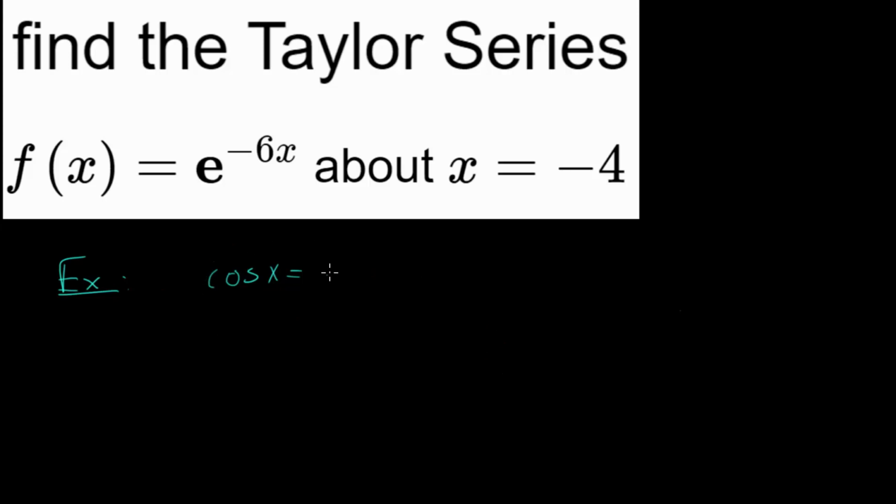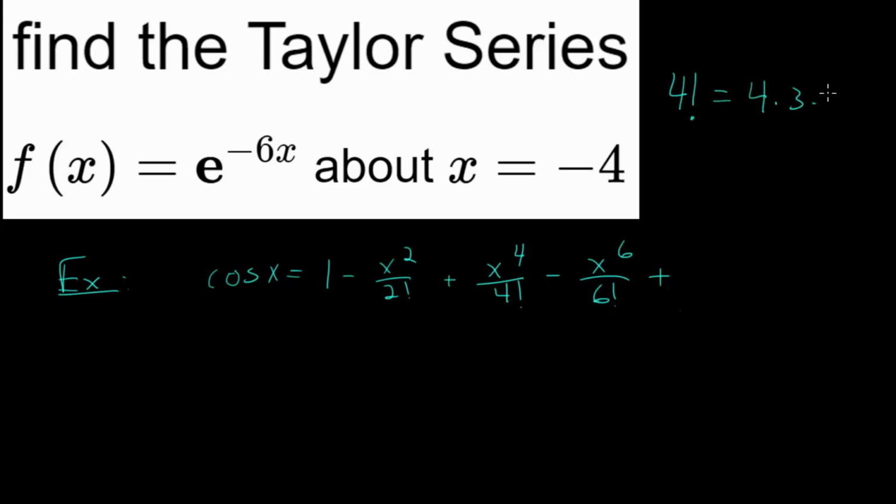So for the cosine of x, the Taylor series is 1 minus x squared over 2 factorial plus x to the 4th over 4 factorial minus x to the 6th over 6 factorial, and so on, where the signs will alternate, and it's all the even powers of x. And whatever the power is, you divide by that factorial. Where remember that, let's say 4 factorial is just 4 times 3 times 2 times 1.